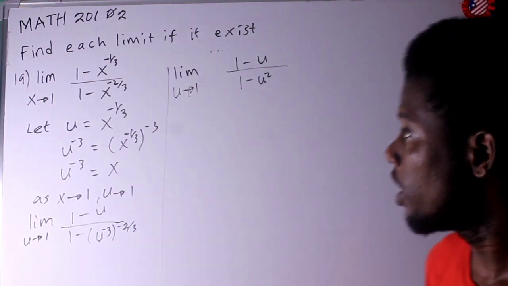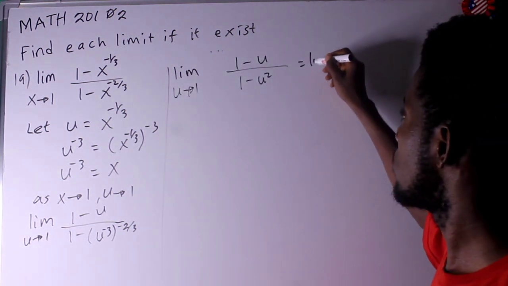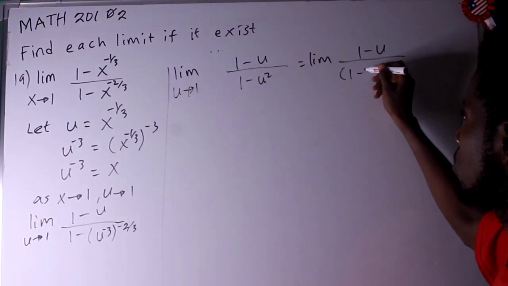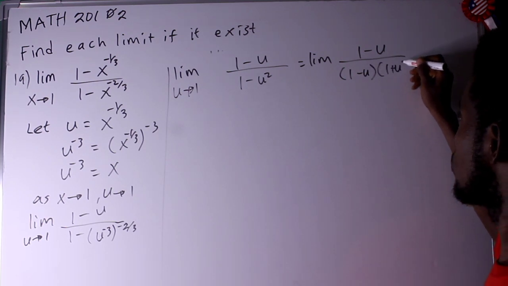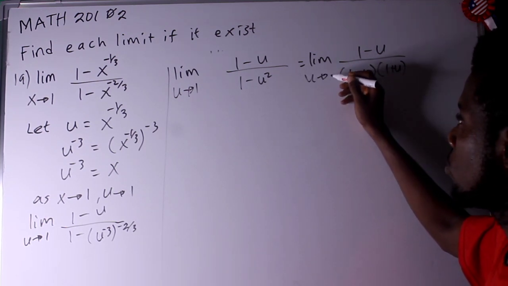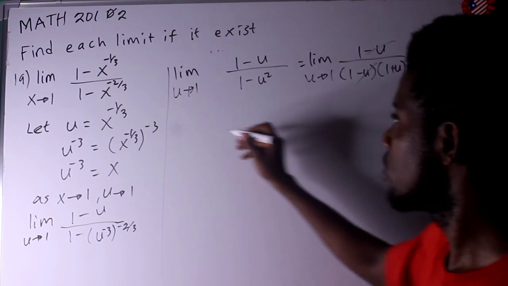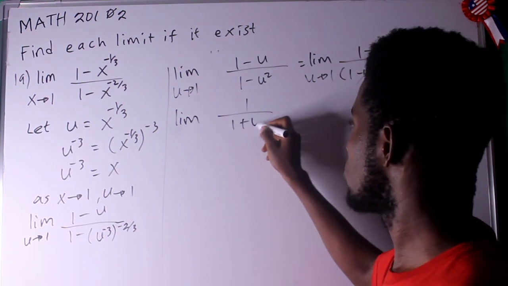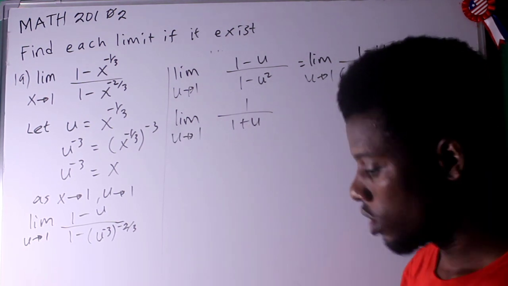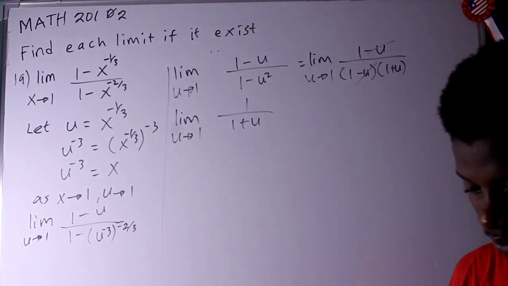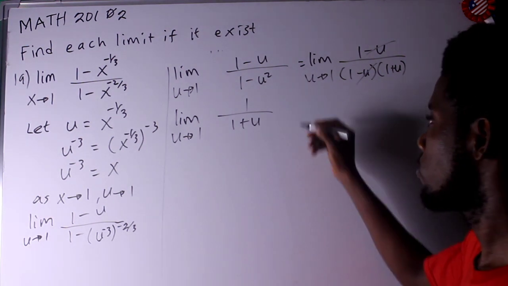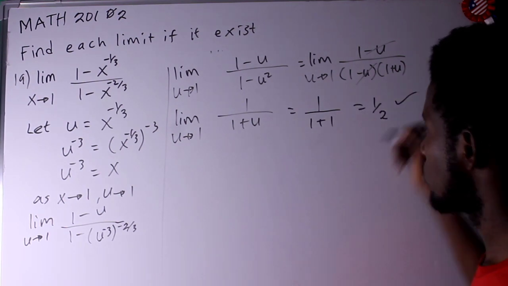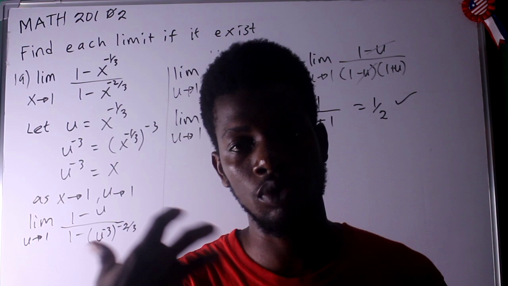Once I complete that, I'll have the limit of 1 minus u all divided by 1 minus u times 1 plus u. Remember the denominator is a difference of two squares. So then they are going to cancel out. I'll have the limit of 1 over 1 plus u. As u approaches 1, I can do direct substitution from right there. So I'll have 1 over 1 plus 1, and this is 1 over 2. That's the solution to this problem. 1 over 2 is the solution.